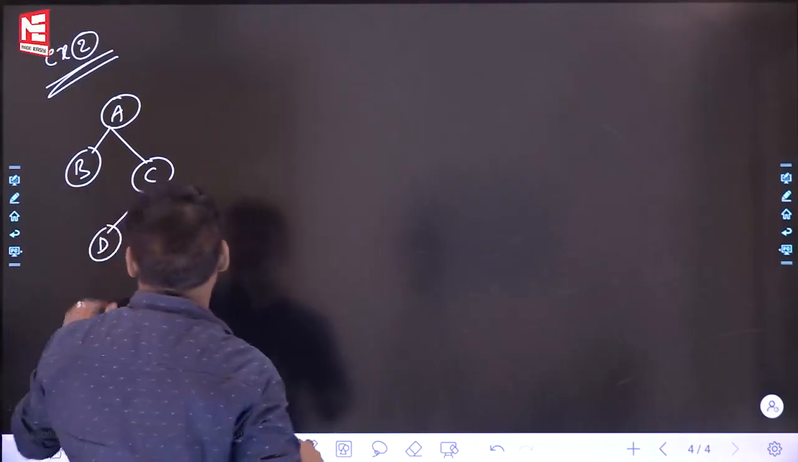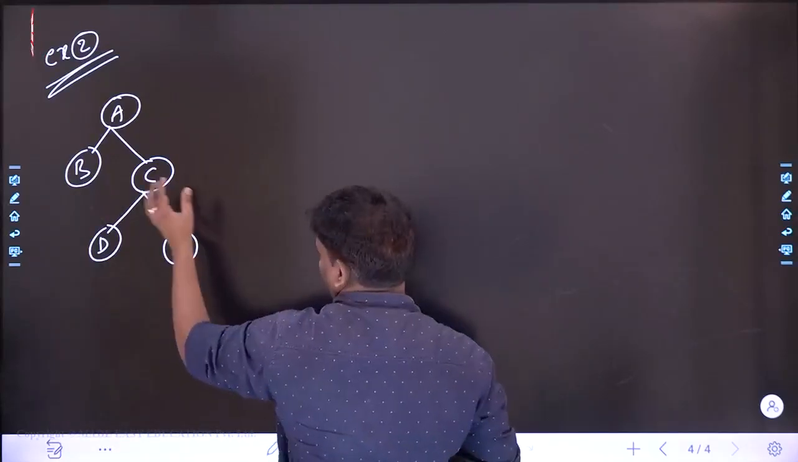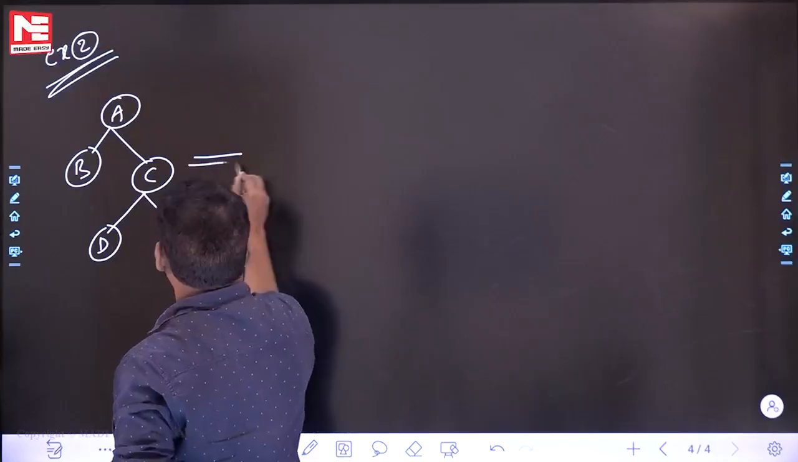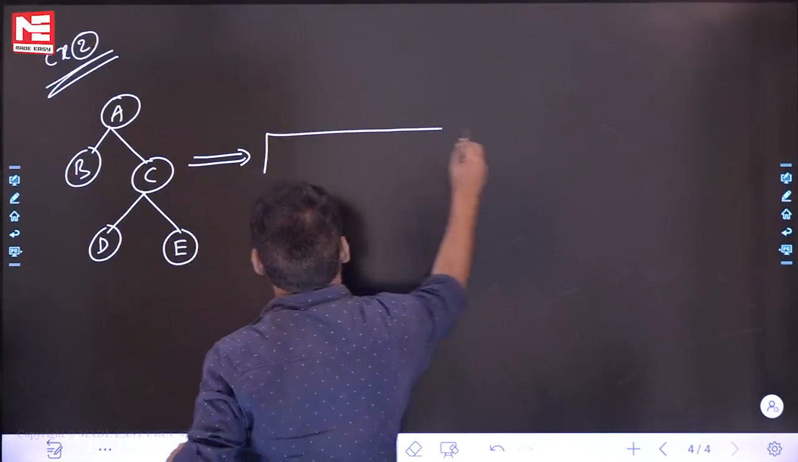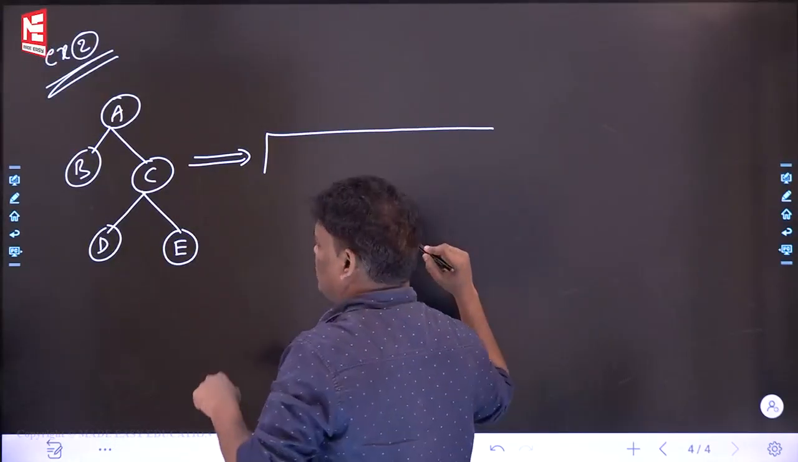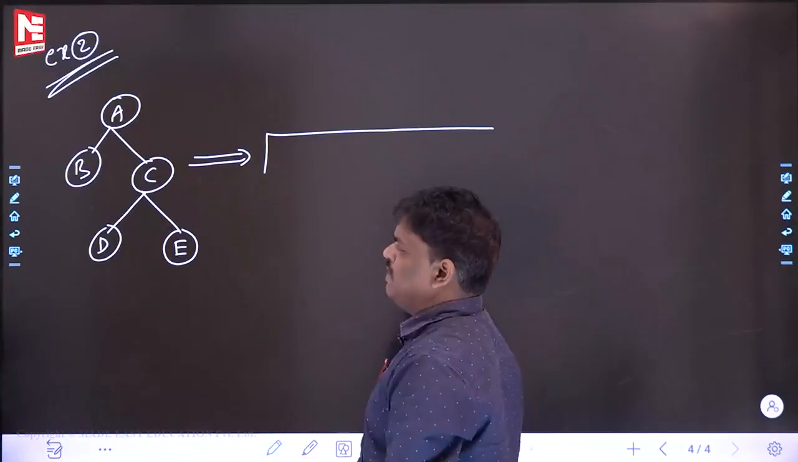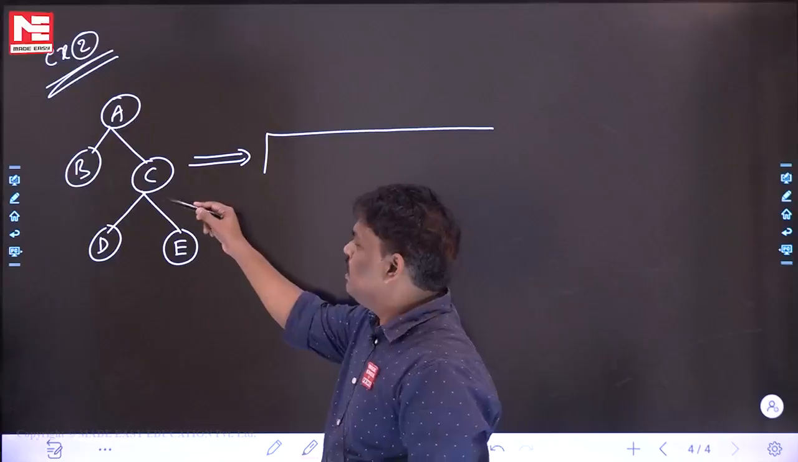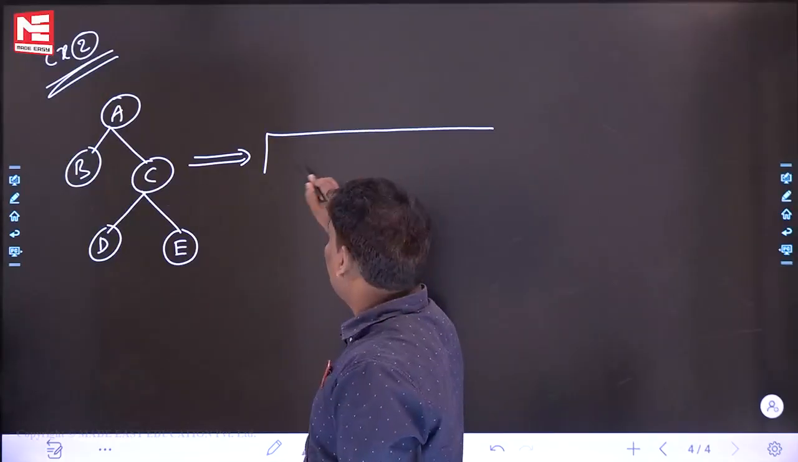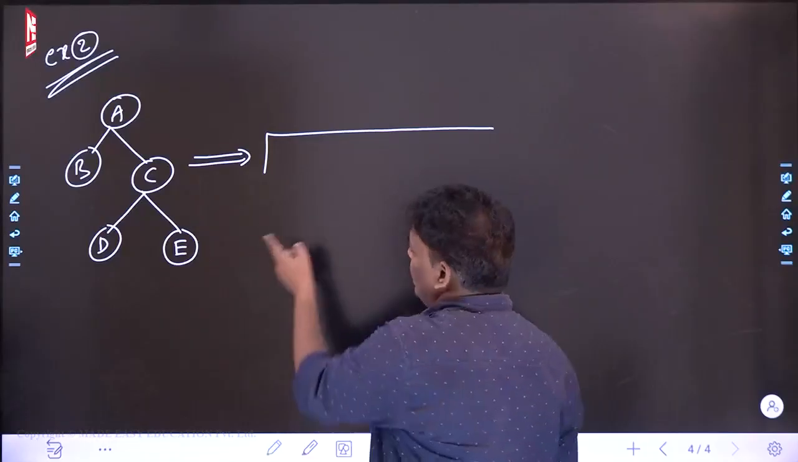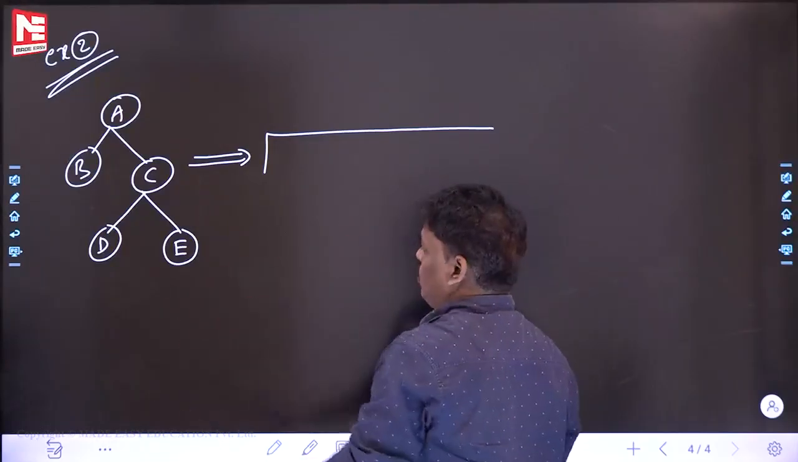So there is a binary tree. If you store this binary tree in the form of an array, at which index will D be stored? That is the question given in the previous paper. The array index is starting from 1, as given in the problem.